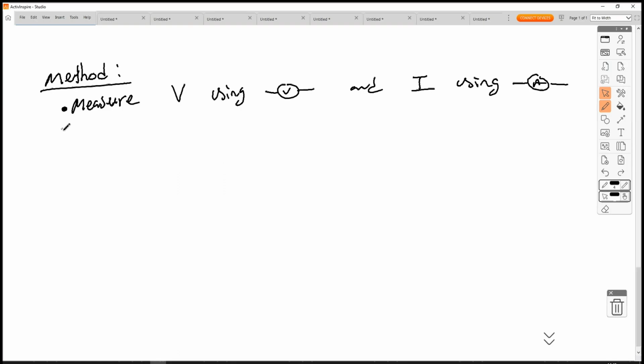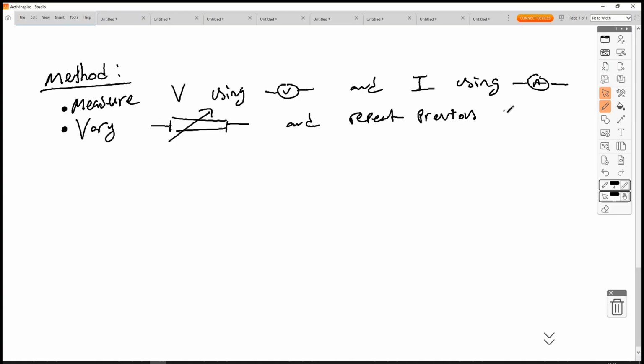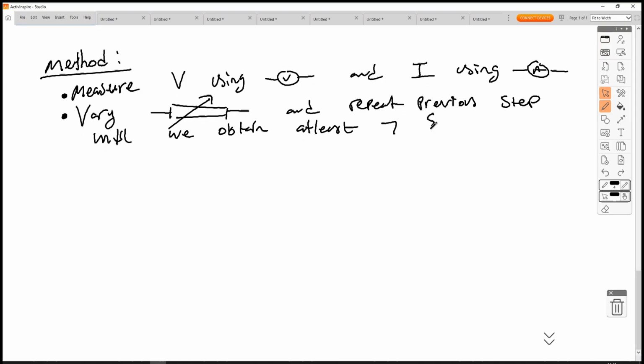Then we vary the variable resistor and repeat previous step until we obtain at least 7 sets. And take an average in order to improve the accuracy as well. But in this case, I'm not going to write that down. We record data into a table.